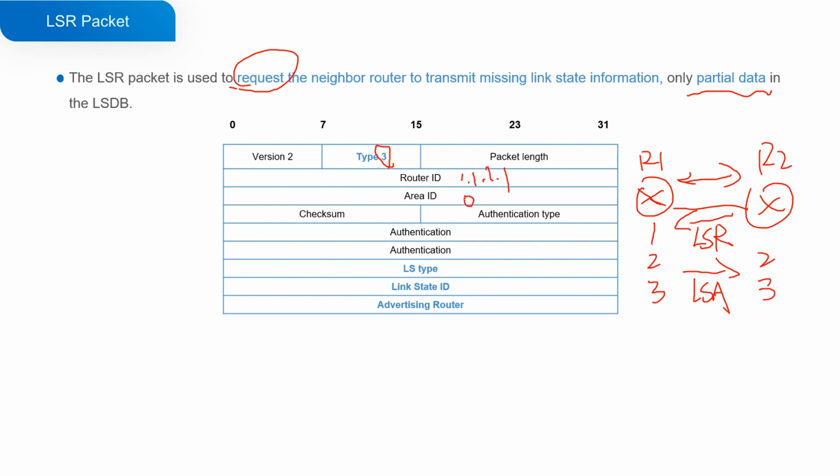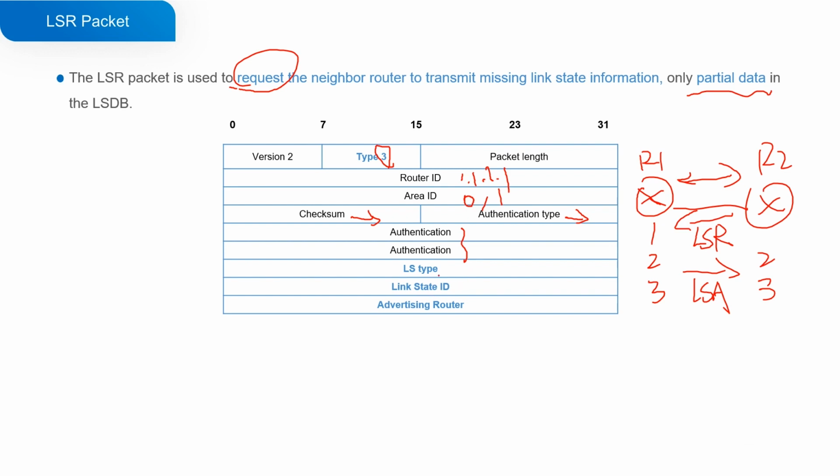And the area ID may be the backbone area or a non-backbone area. And then the checksum. And the next is the authentication type, and then the authentication password message. And then the LS type, link state ID, and advertising router. This part is actually the important thing for the LSA packet, right?